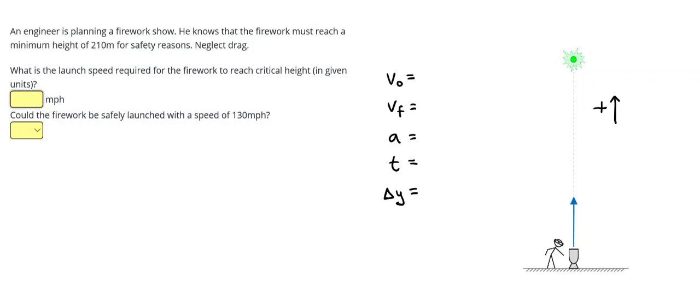An engineer is planning a fireworks show. He knows that the firework must reach a minimum height of 210 meters for safety reasons. Neglect drag. Alright, so in this problem, we are given 210 meters.